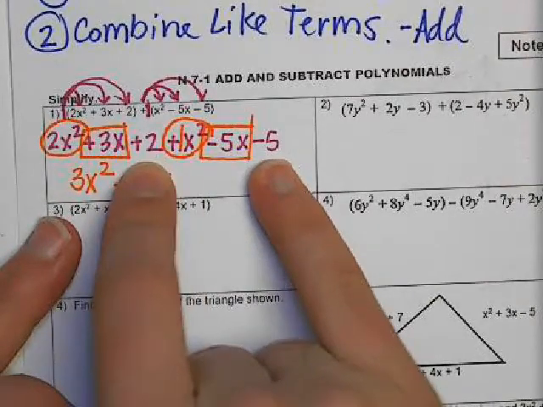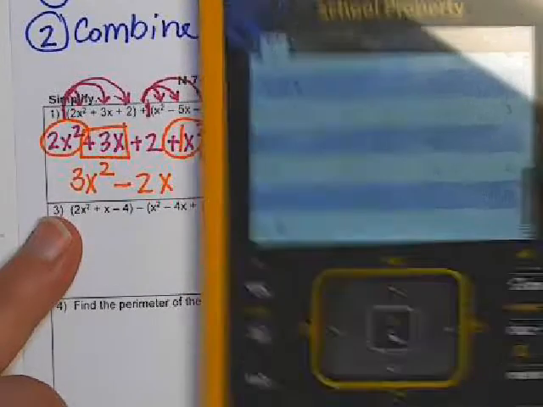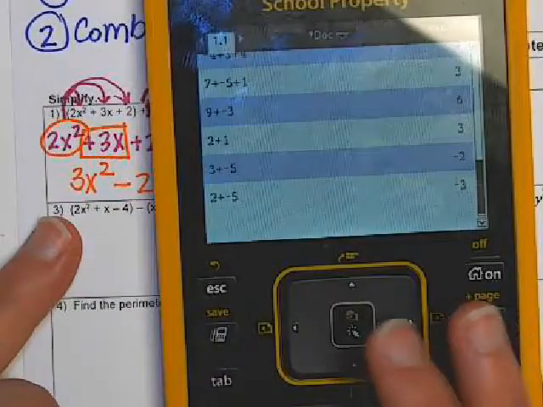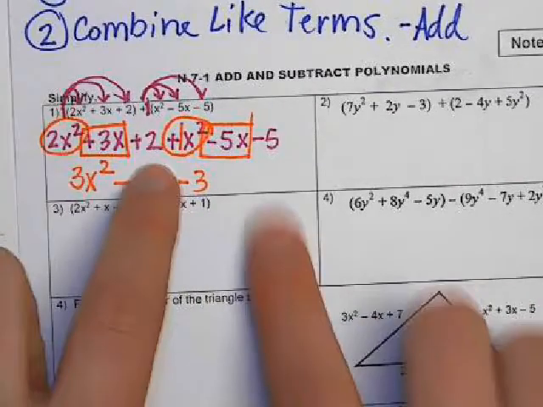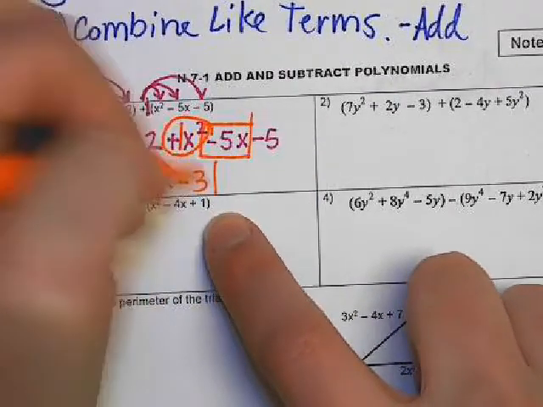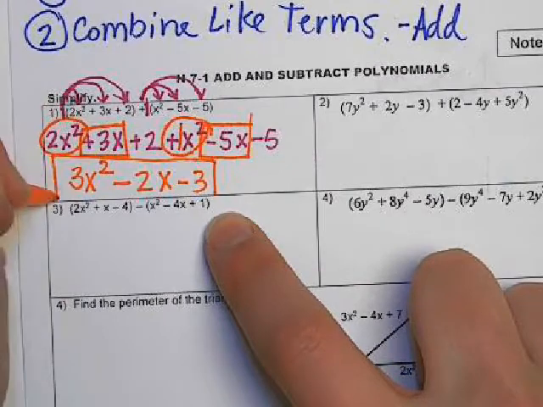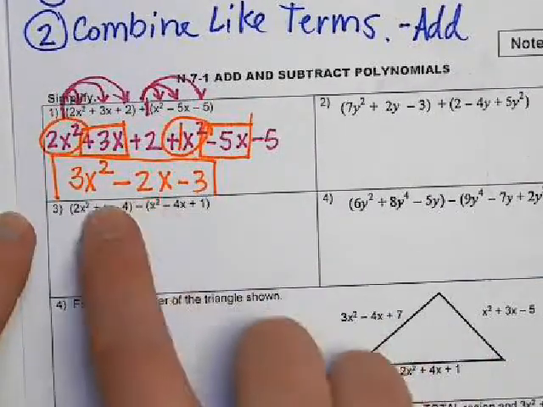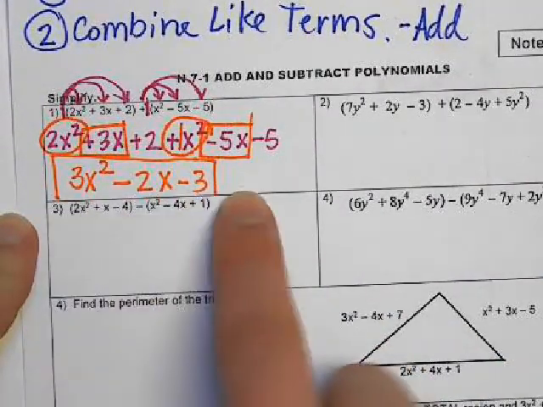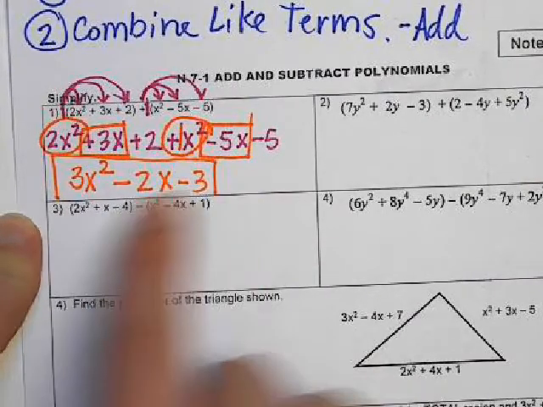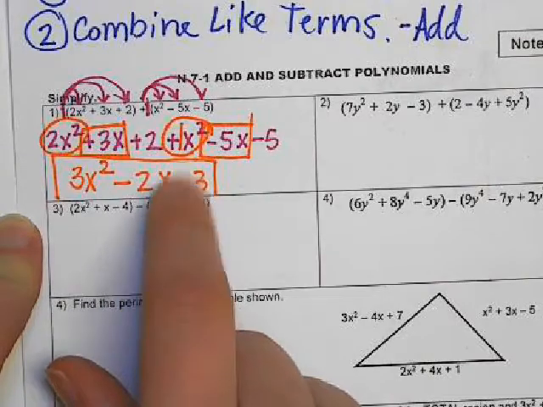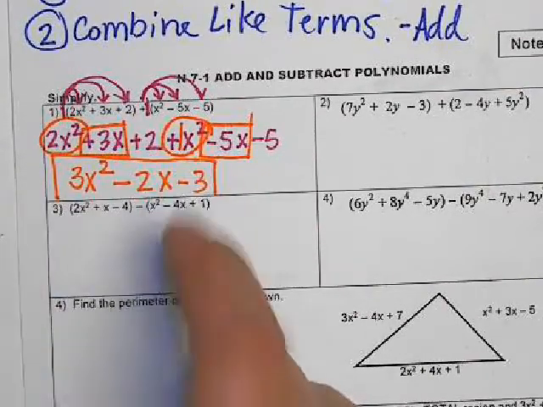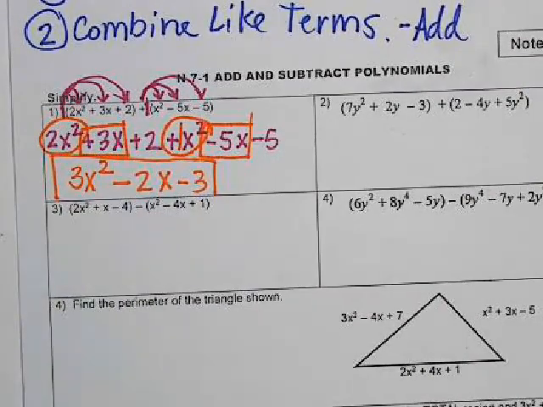Are those like terms? Yeah, I can combine those. 2 plus negative 5 gives me negative 3. Do those have an X or any letter with them? No, so this doesn't need it. Are any of these like terms? No. Can I combine any more? No. Yes, they have the same X, but they don't have the same exponent, so it's not the same. Can't combine.